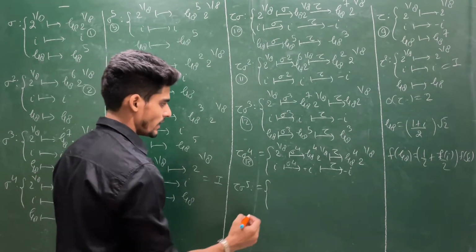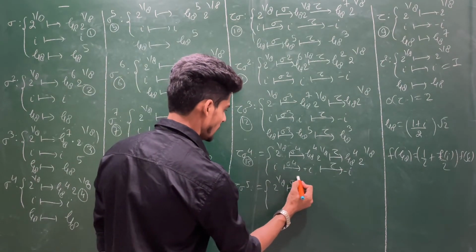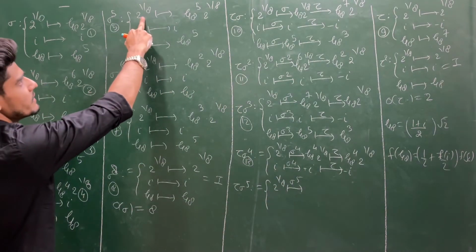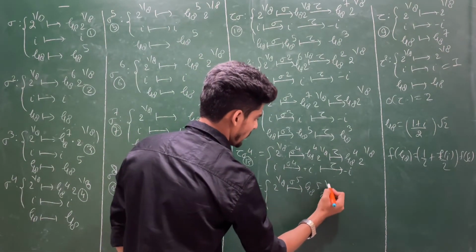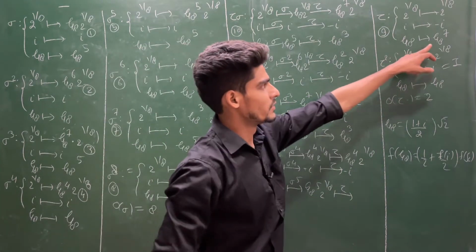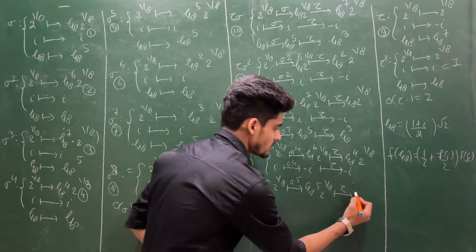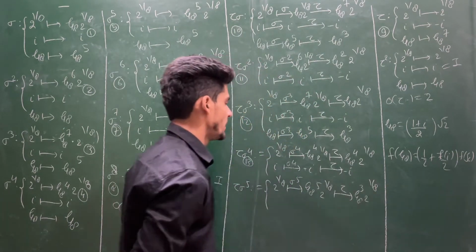This is the 14th element. So this 2^(1/8) goes under sigma^5. Sigma^5 is sending this element to zeta_8^5 · 2^(1/8). Under tau, this will go to zeta_8^35. That is zeta_8^3 · 2^(1/8).